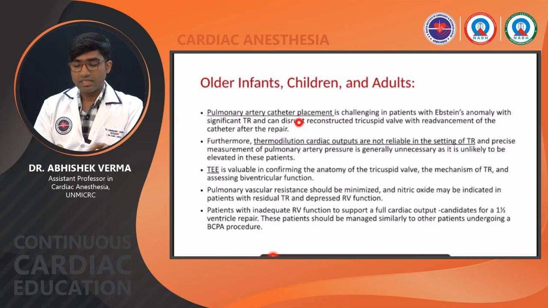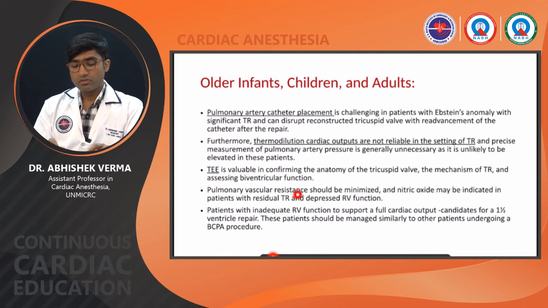Here, PA catheter placement is challenging because severe TR is there. Thermodilution is not reliable because of the TR. TEE is very important for confirming the anatomy of the tricuspid valve, the mechanism of tricuspid regurgitation, and assessing biventricular function.